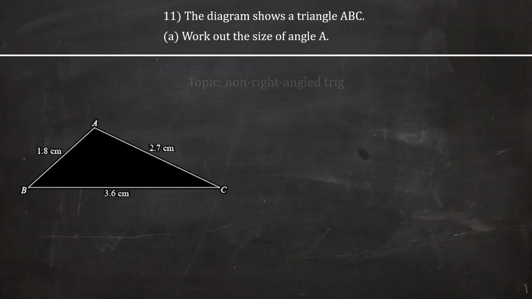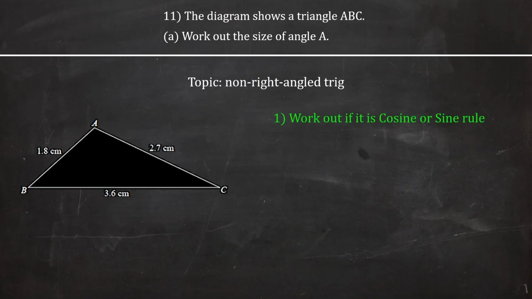Question 11. We have a non-right angle trig question. How do I know? Well, there's no right angle, so it's non-right angle trig. So first thing, work out if it's sine rule or cosine rule. In order to know if it's sine rule, you need to be dealing with two sides and two angles opposite to each other, so two pairs.